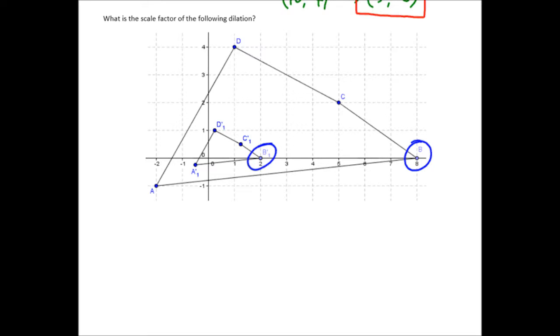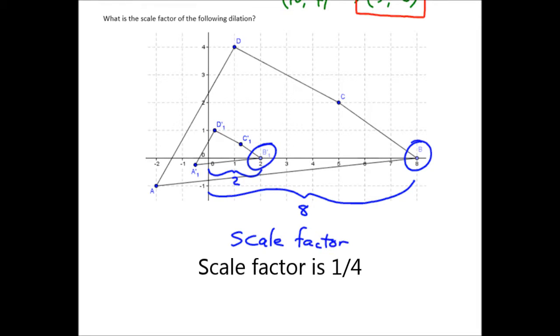We can see that the distance from B to the origin is 8, while the distance from B' to the origin is 2. This makes the image 4 times as far from the origin, and so the scale factor is likely to be 4.